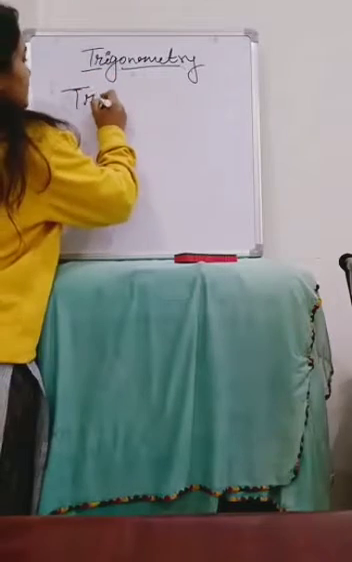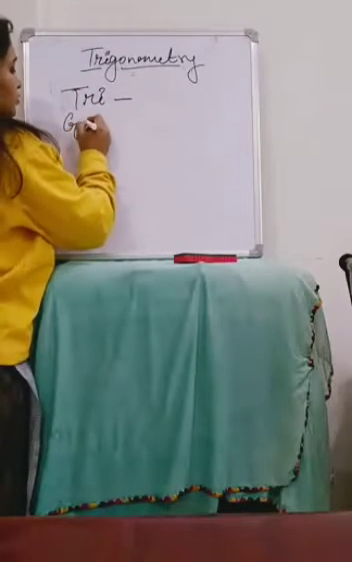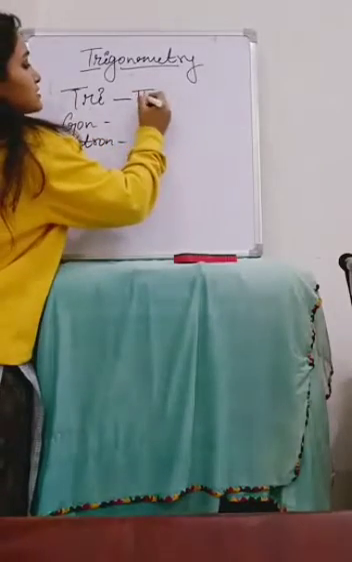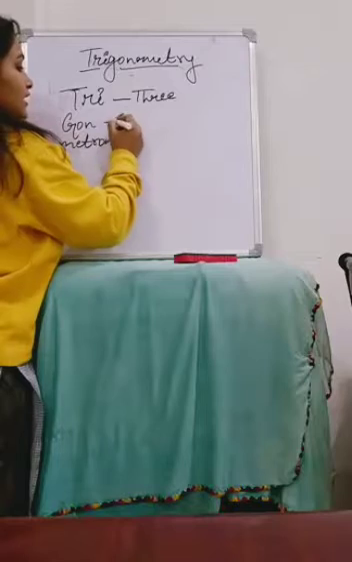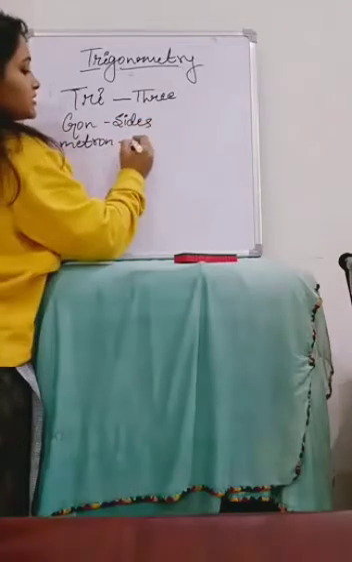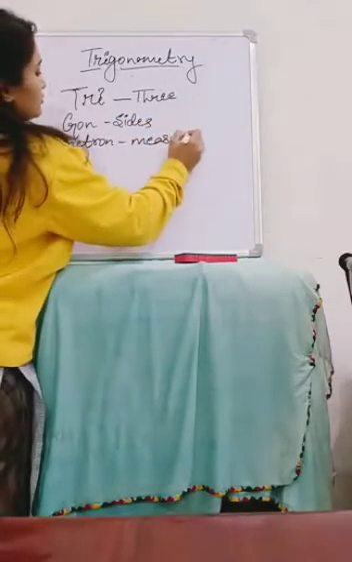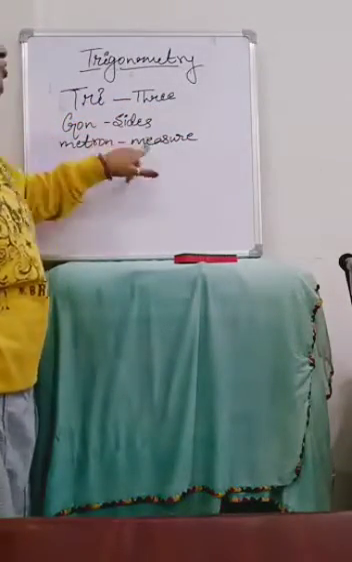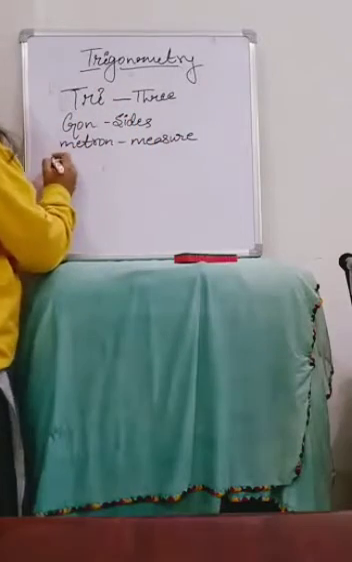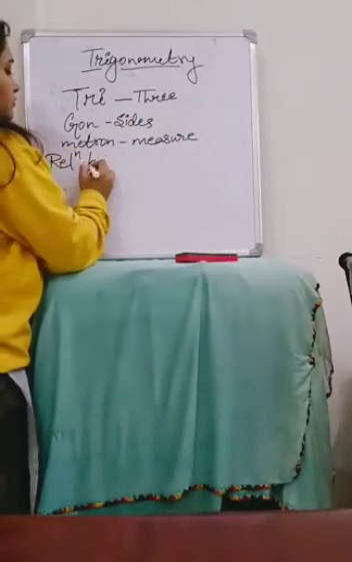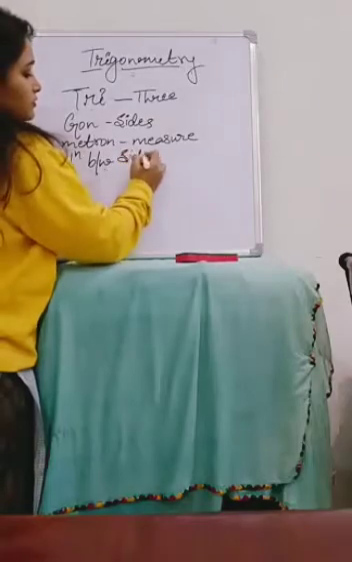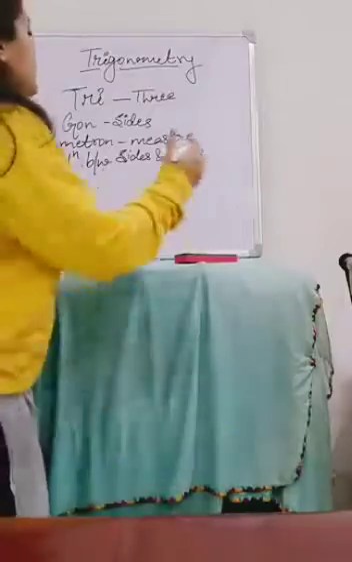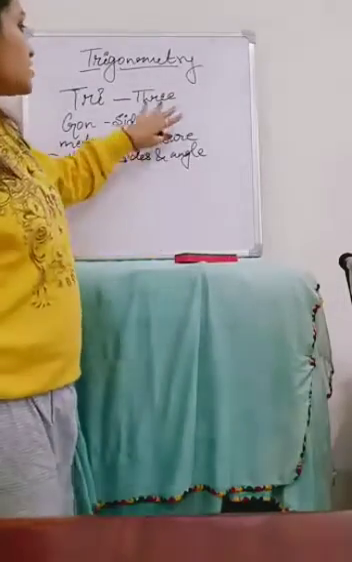Trigonometry comes from three Greek words: tri, gon and metron. Tri means three, gon means sides and metron means measure. It means that trigonometry is the relation between sides and angles, because we measure the angle only. Trigonometry is about the three sides.